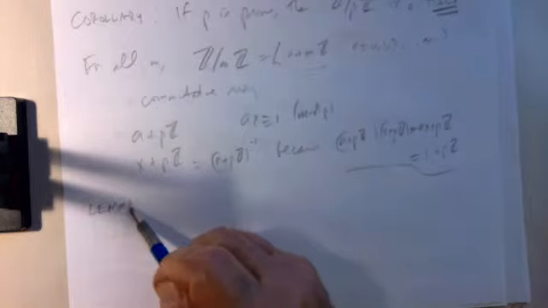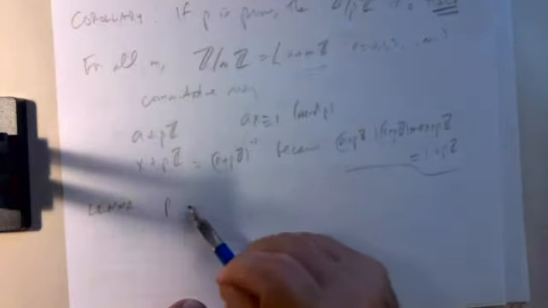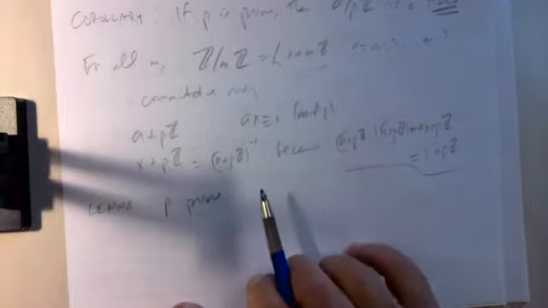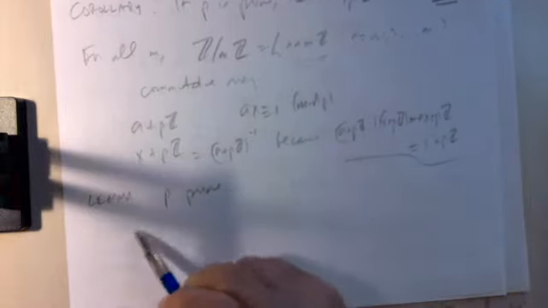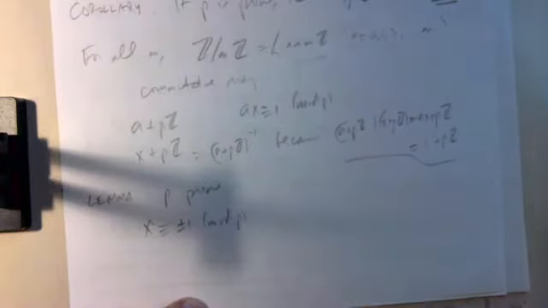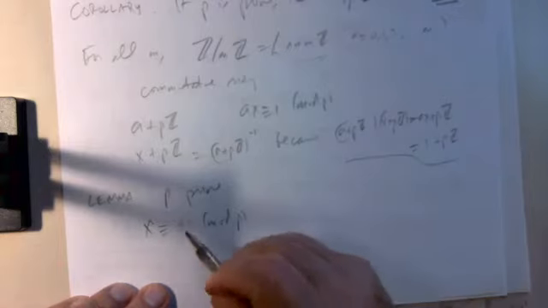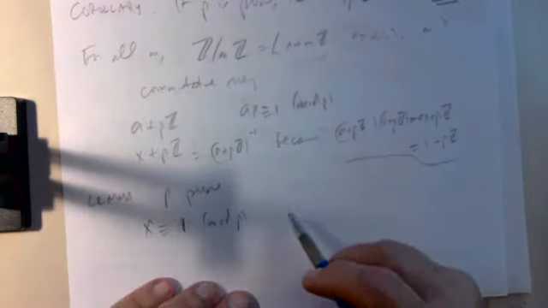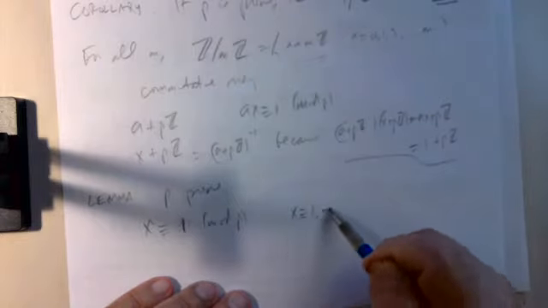And there's also the following lemma. It says if P is a prime, then what are the solutions of x squared congruent to 1 mod P? Well, x squared congruent to 1 mod P has the solutions 1 and minus 1. So what are two solutions of this? x congruent to 1 or minus 1 mod P.